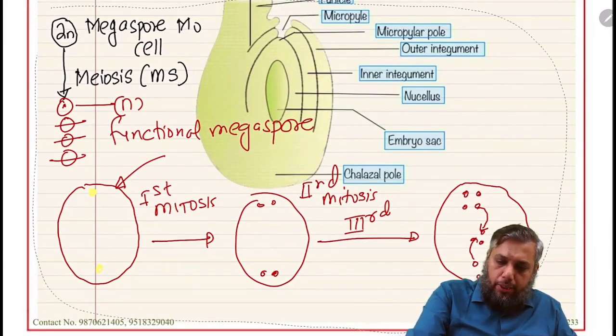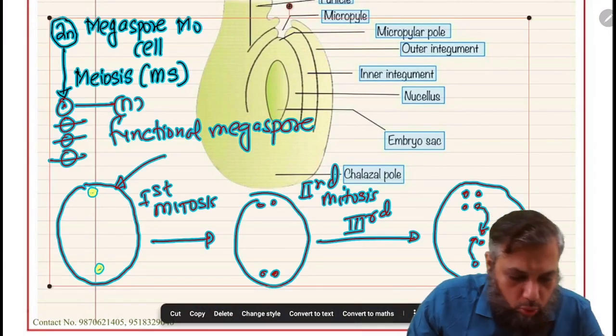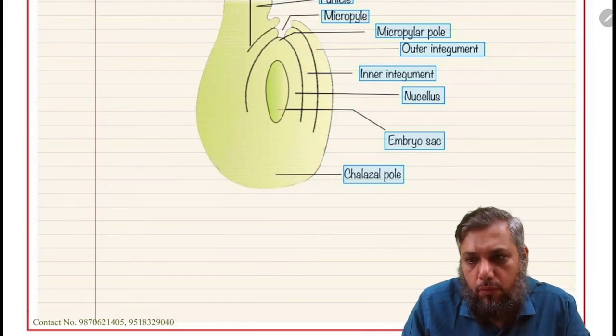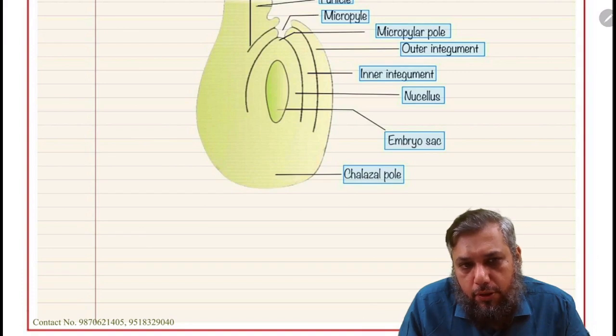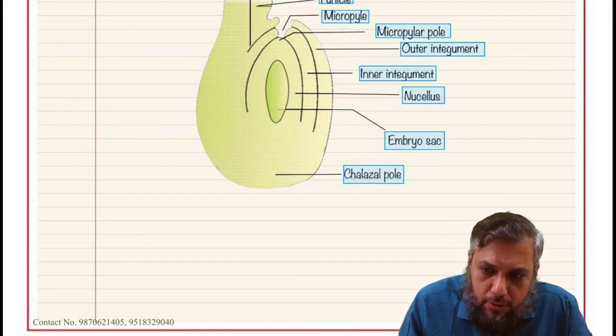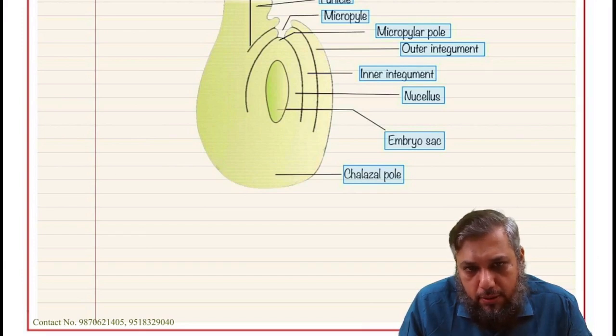It is a monosporic type of development because it involves the use of only one functional megaspore. So such a development is called monosporic. It occurs inside the sporophyte, that is the ovule. That is why it is also called monosporic endosporic type of development.